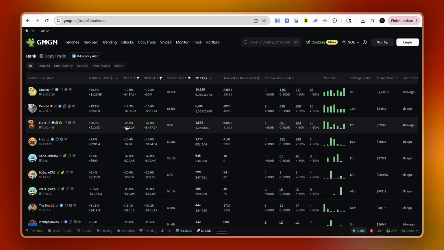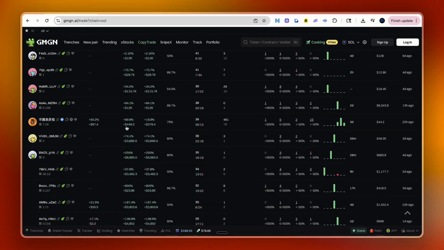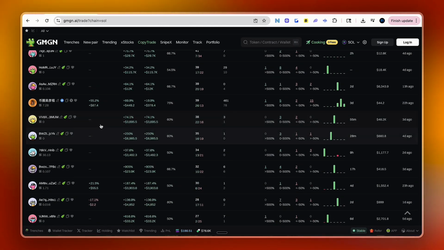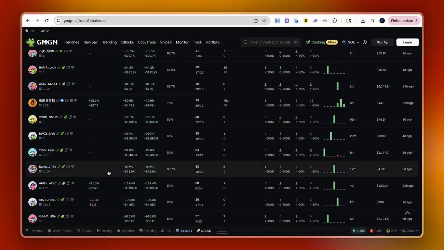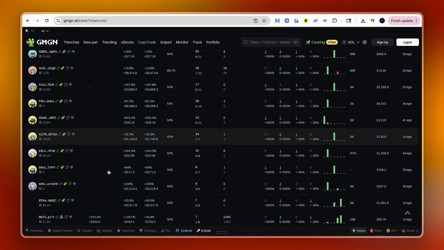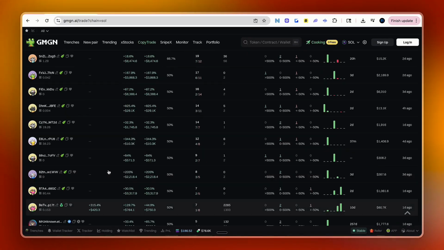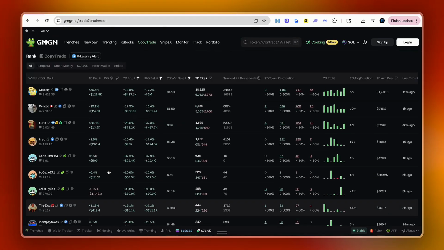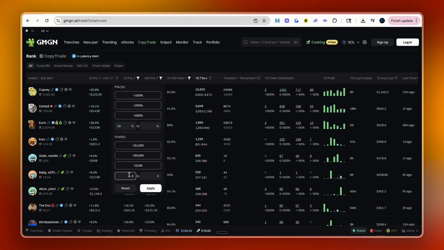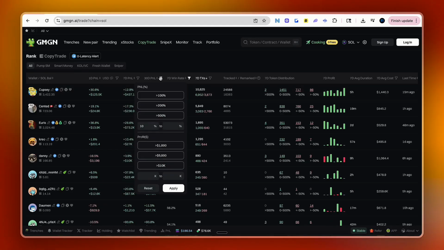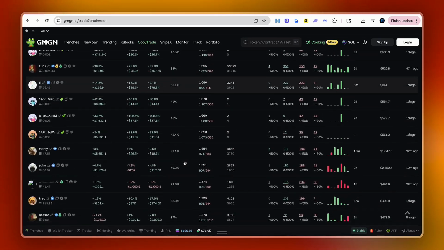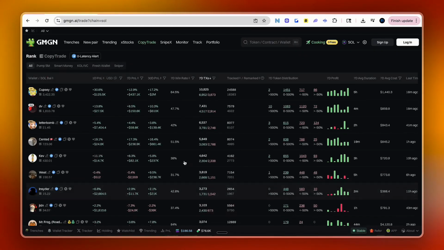Now personally, I don't trade anyone on this list. I never look at this list. Does it mean there are not some hidden gems here? Absolutely not. I'm sure amongst all these wallets, there are some really good, profitable traders that you can copy. And I've got a bunch of filters set already. So if I were to reset all of these, you would see that this list is even larger. Now, why is it so bad to copy these guys?